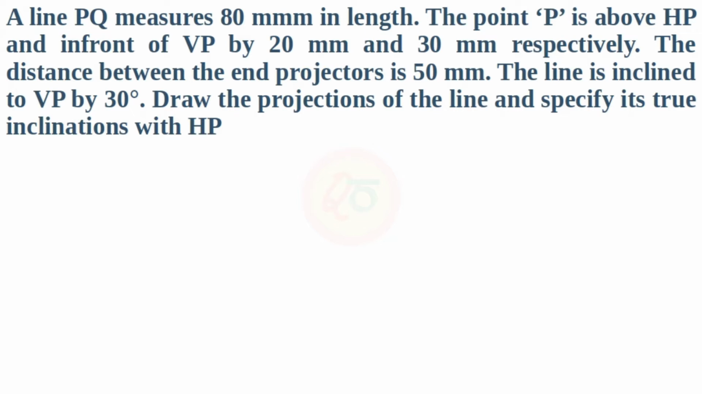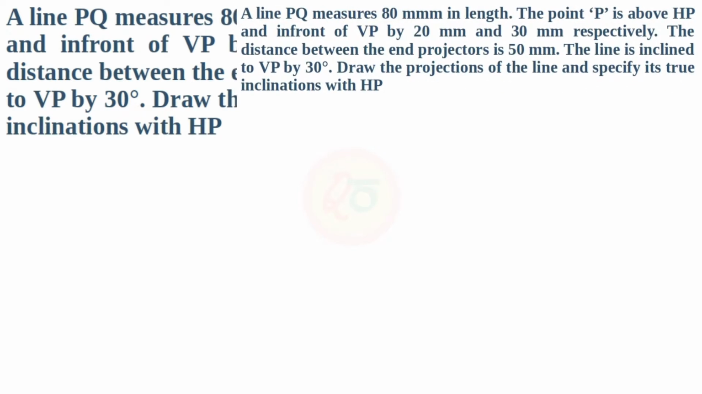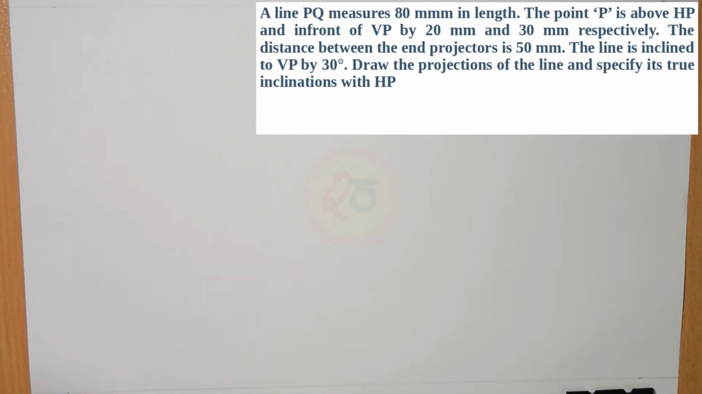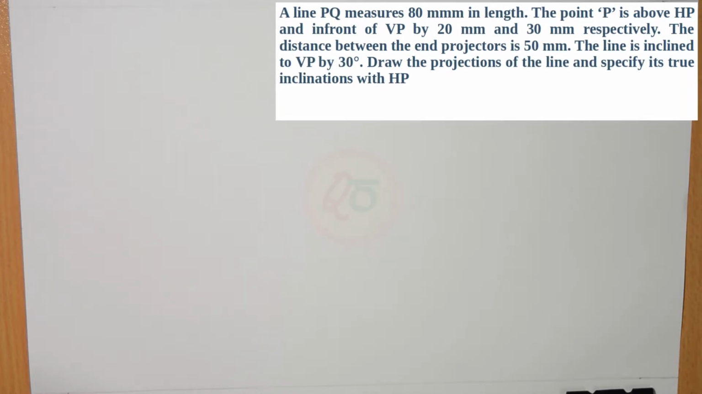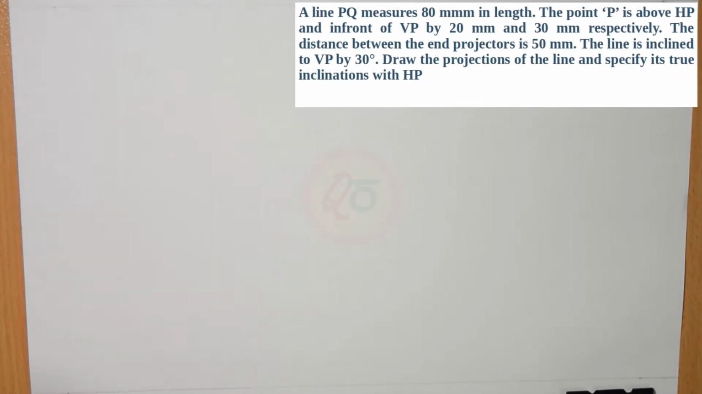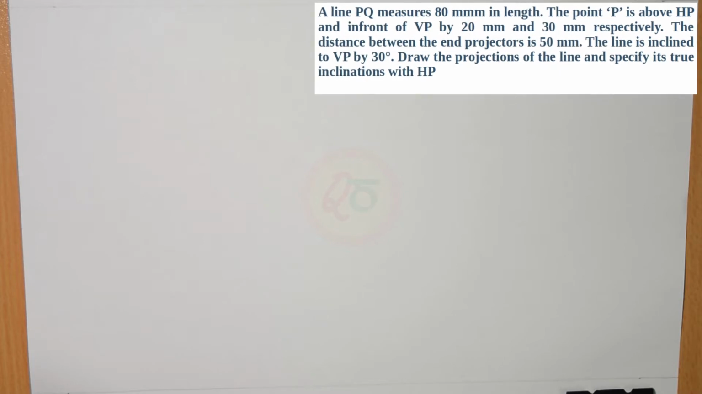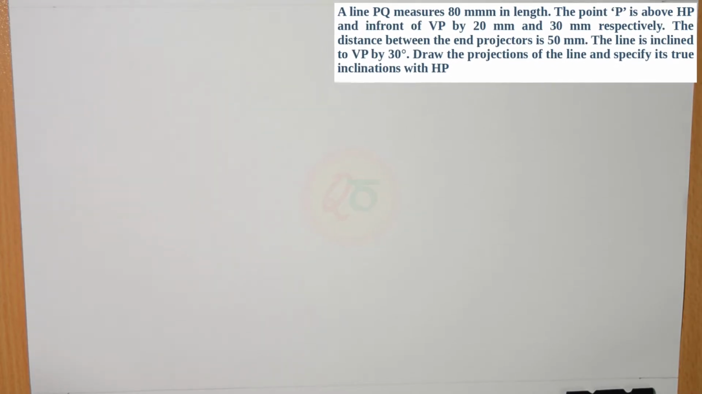Today we look into the second problem or numerical on projection of lines. The problem states: a line PQ measures 80 mm in length. The point P is above HP and in front of VP by 20 mm and 30 mm respectively. The distance between the end projectors is 50 mm. The line is inclined to VP by 30 degrees. Draw the projections of the line and specify its true inclinations.